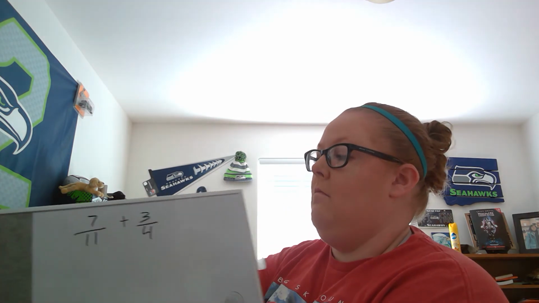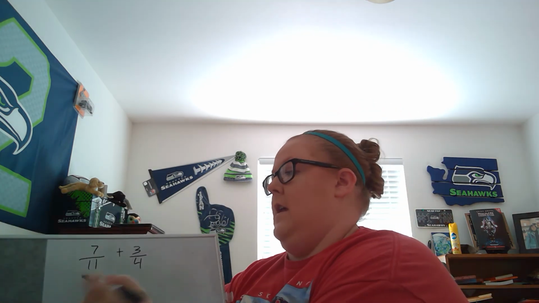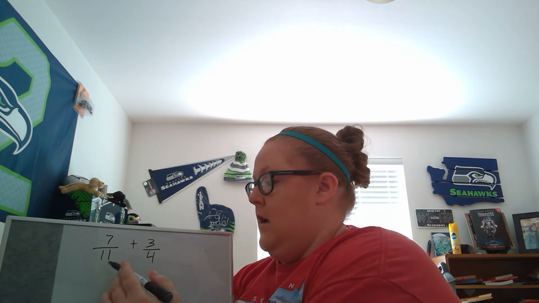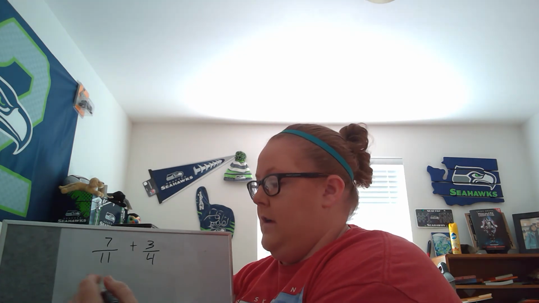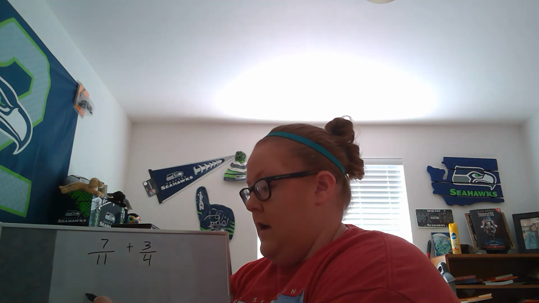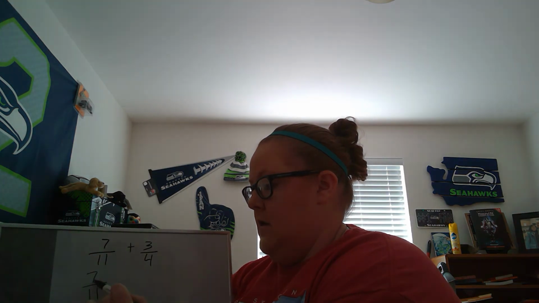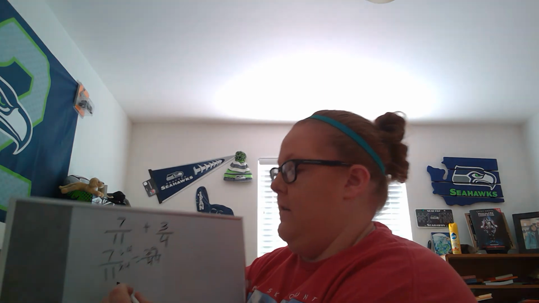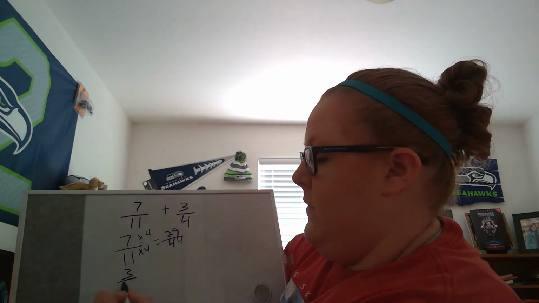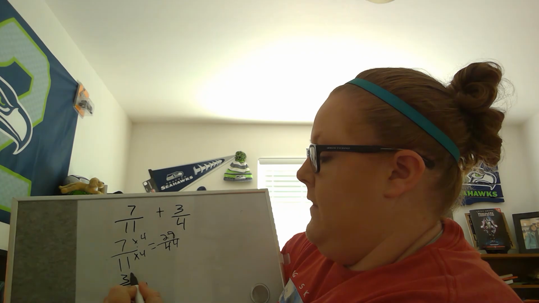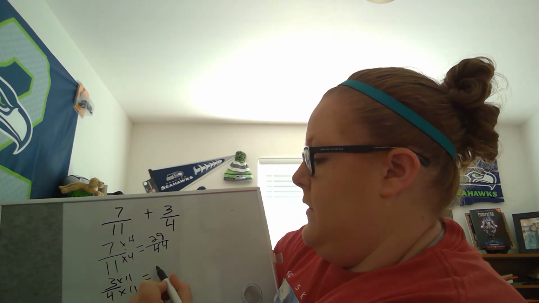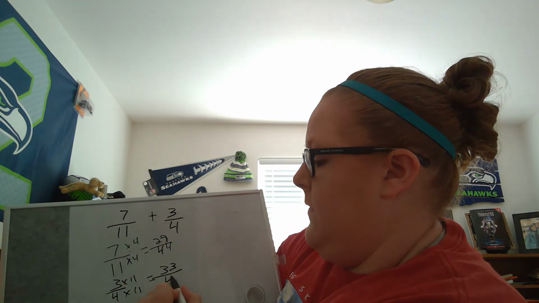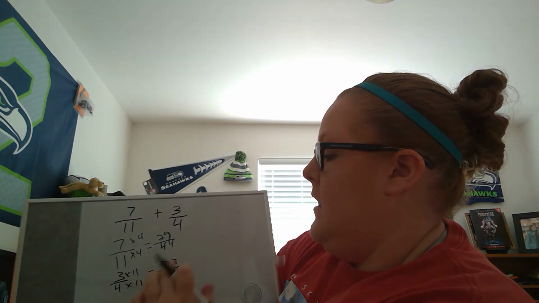All right, so we got to find a common denominator. 11 and 4, very good. 44, very good. So we got to times this by 4 and this by 4. So we got 28 over 44. Okay, now I gotta do that to my 3 over 4, sorry. Times this by 11. That's 33 over 44.